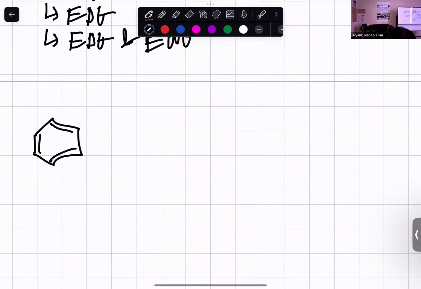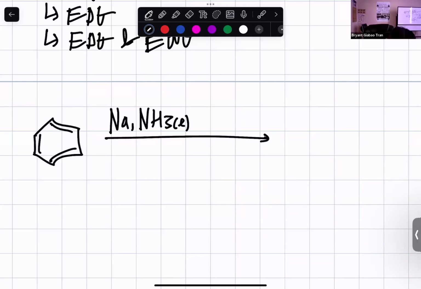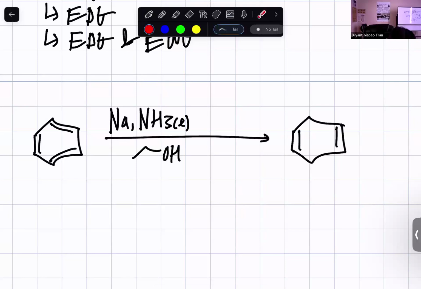The benzene right here with sodium and liquid ammonia, and then ethanol, that's going to reduce the benzene into this 1,4-cyclohexadiene structure, where there's an sp3 roadblock in between the 2 alkenes right there.